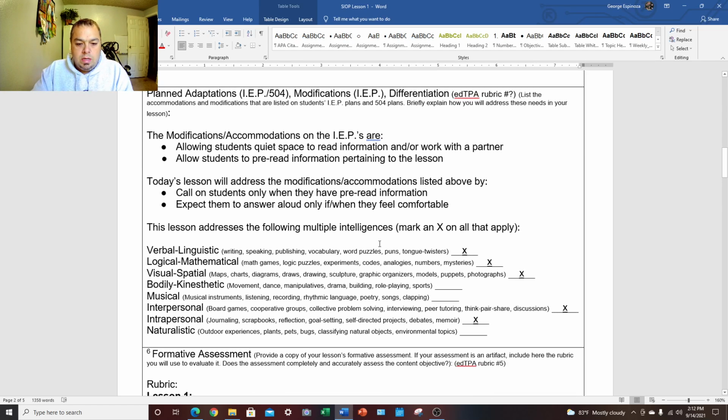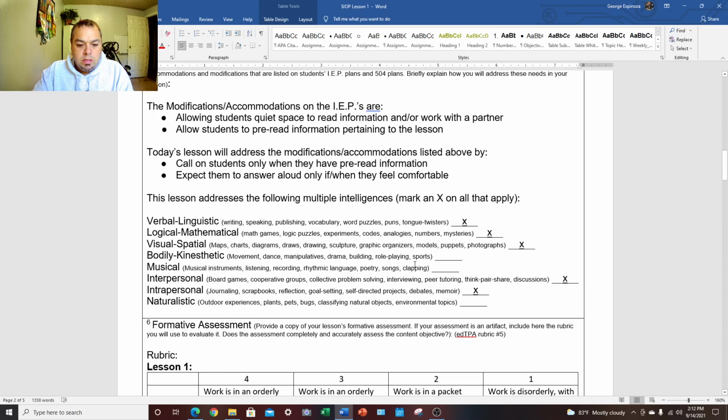The lesson addresses the following multiple intelligences. It looks like I actually forgot one, because in lesson 1 we're not doing a building project, but in lesson 2 there is a bodily kinesthetic as well as an interpersonal aspect.